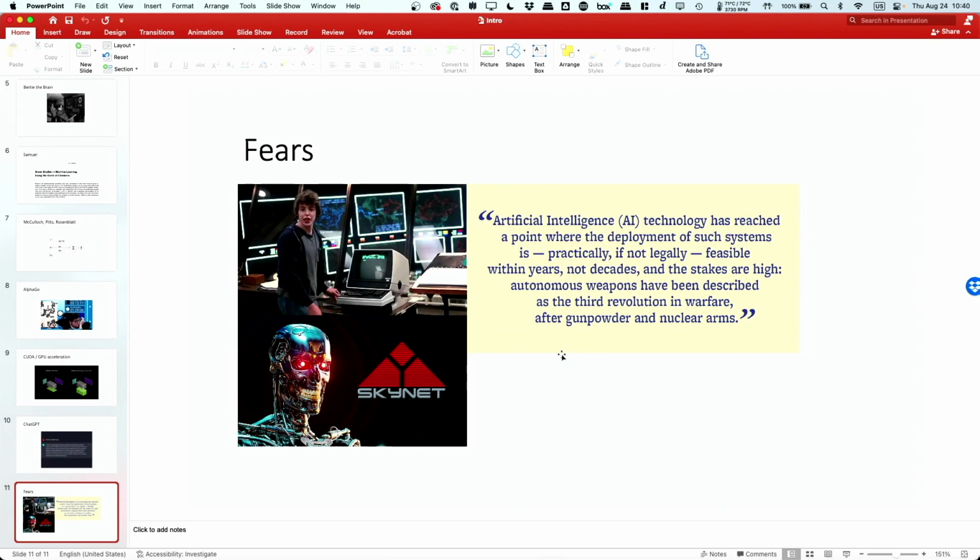Why does it have teeth and a red eye? Because it's a movie. It's got to look scary for the sake of a movie. I mean, come on, give them some artistic license here.